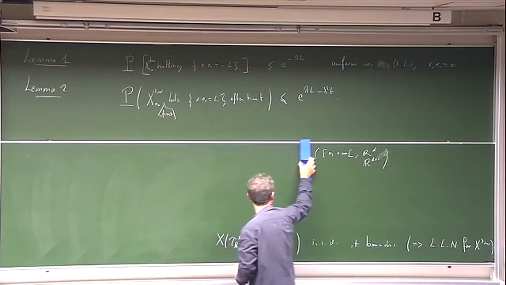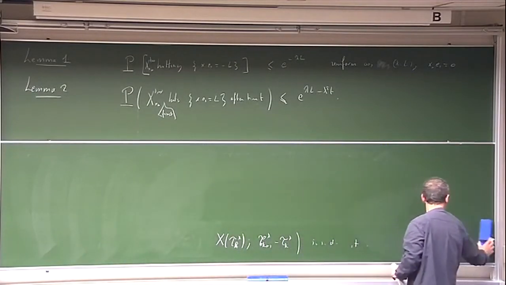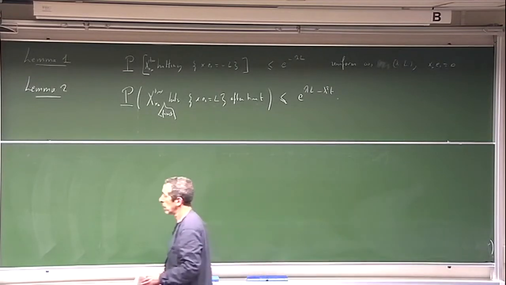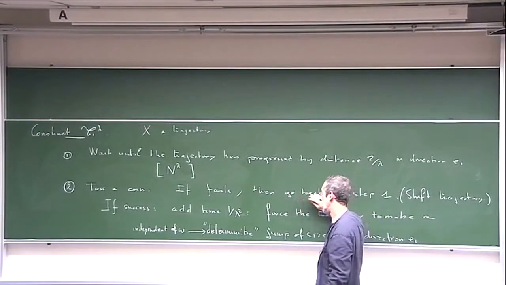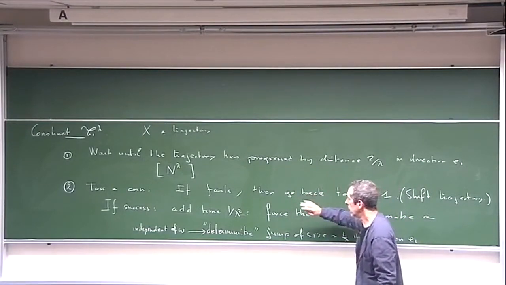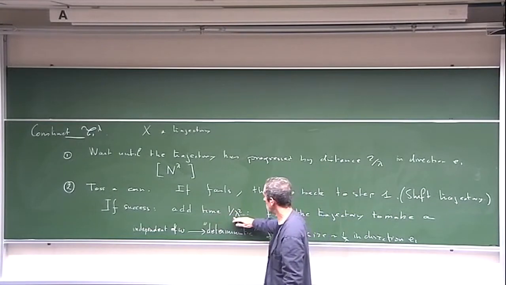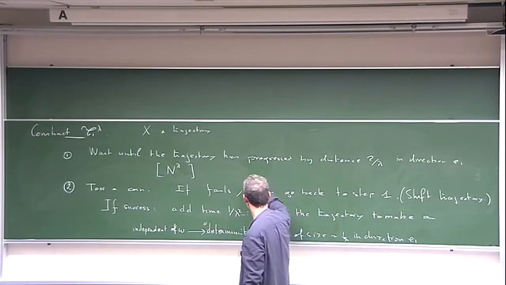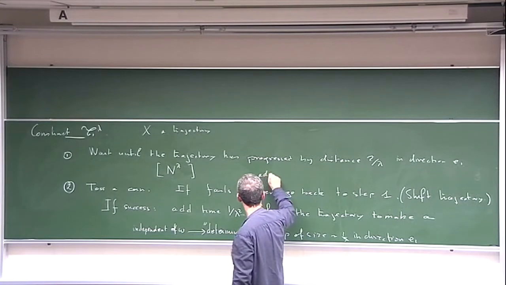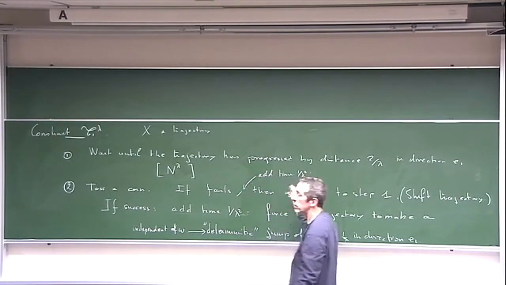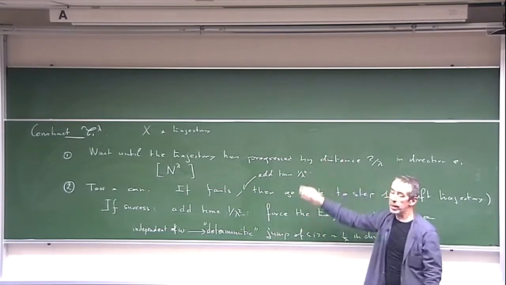And then you proceed to step 3. Maybe I can start drawing. The thing I had forgotten is that even if it fails, you still add an extra time 1 over lambda squared. So here I should have said you add time 1 over lambda squared. So you wait for a time 1 over lambda squared, and then you go back to step 1.